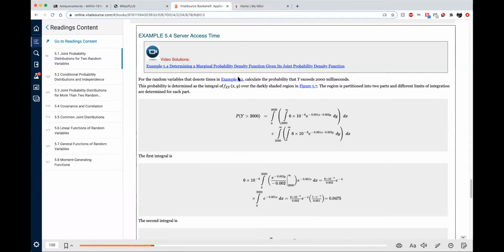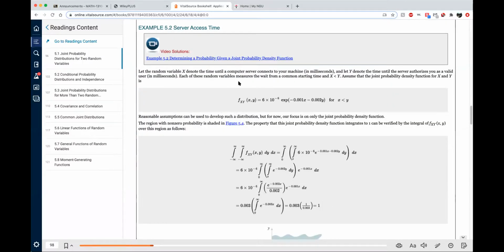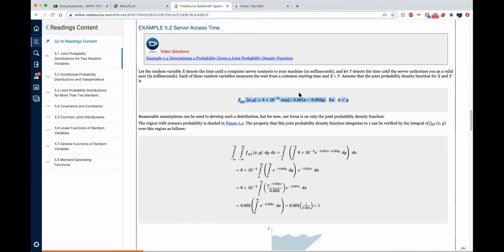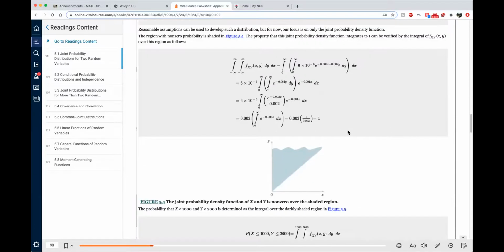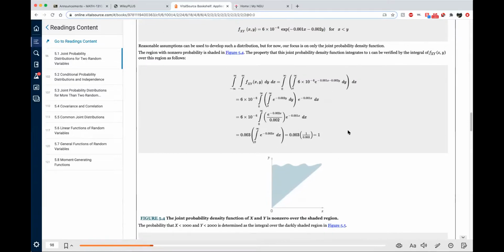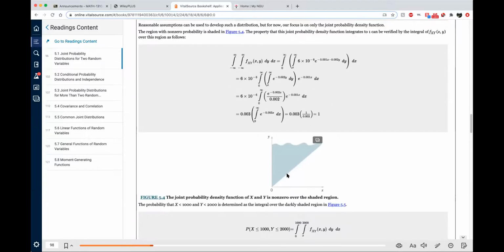What's example 5.2? Oh yeah, this is example 5.2. Remember that? X denotes the time until the computer server connects to your machine, and Y denotes the time until the server authorizes you as a valid user. The joint PDF is given like that, and x is less than y. From this, we can figure out the domain.